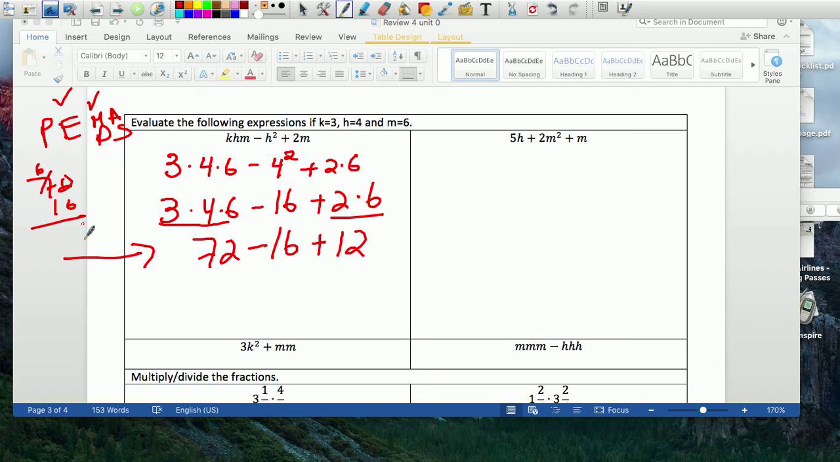Borrow. You get 56. So it's 56 plus 12, and that's easy to do. Final answer, 68.